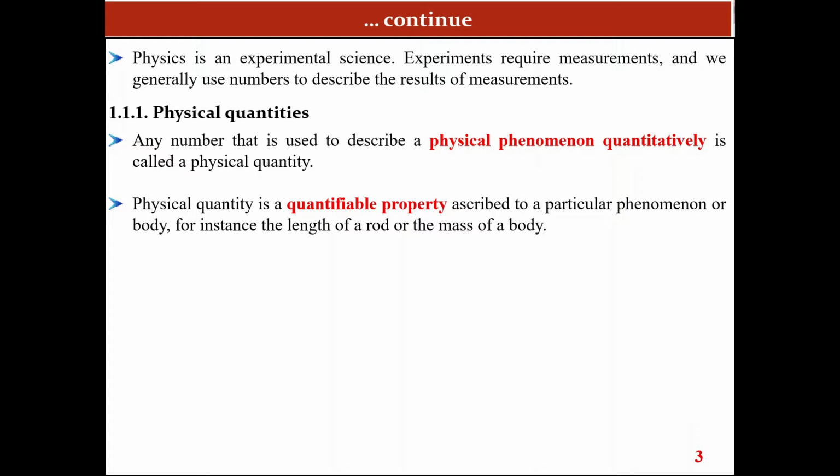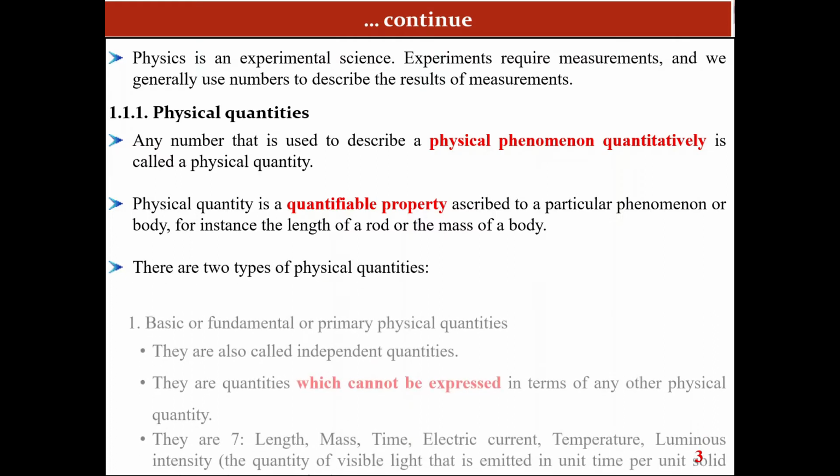For instance, the length of a given rod, or the mass of a given body, or the time interval for a certain vehicle to arrive from A to B, and so on. They need a quantifiable property, so they are called physical quantities.